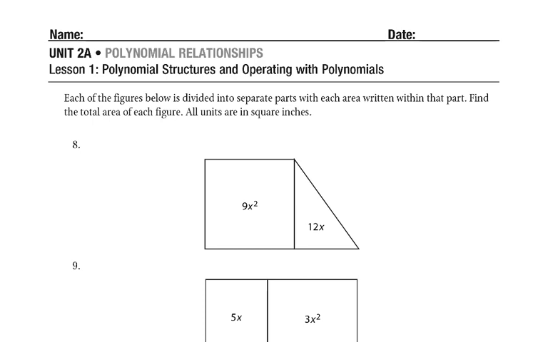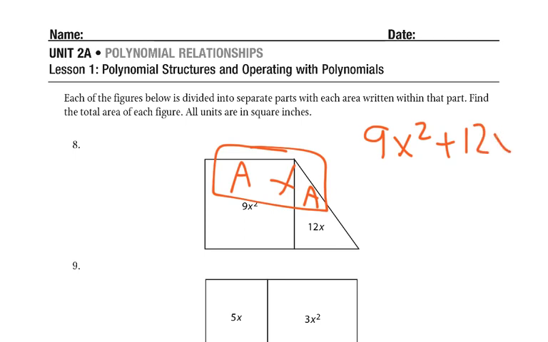Okay. Now these last couple, it says each of the figures below is divided into separate parts with each area written within that part. So here's our areas. The area of the square would be 9x squared. The area of the triangle is 12x. It says find the total area of each figure. All units are in square inches. So when we have areas of two separate things, to get the area of the whole thing, we simply add them. So we get 9x squared plus 12x. Can we simplify that? No, but that's what our area would be if we knew what x was.